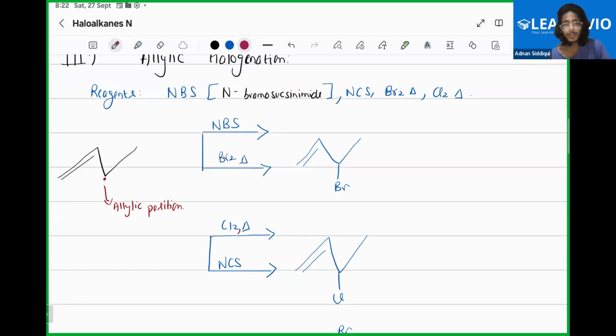You will see this type of reaction in your NCERT, and I'm going to show you. So please see it, and if you have any doubt, then let me know. These are reagents.